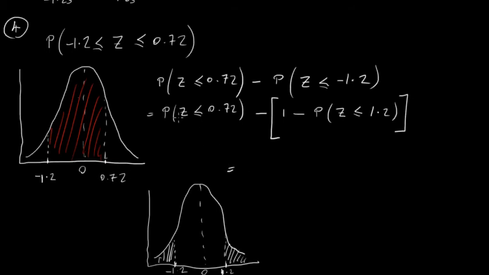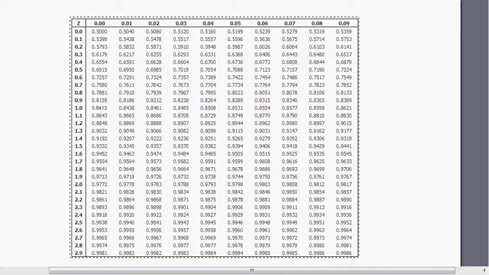Now, first of all, I'm going to read z being less than or equal to 0.72. So let's see if I can get that. 0.72. So 0.7, 0.71, 0.72. That's 0.7642.